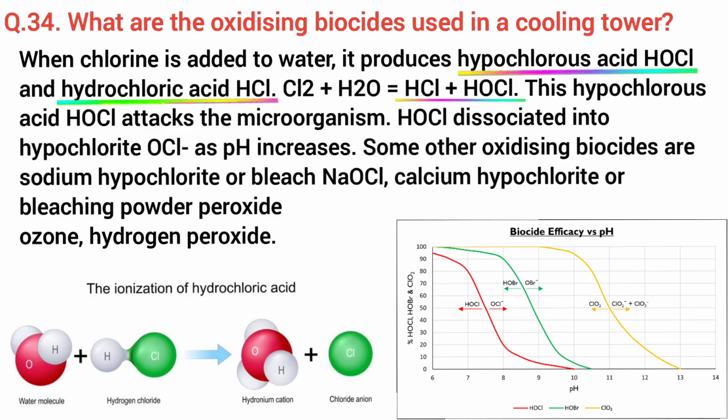HOCl dissociates into hypochlorite, OCl-, as pH increases. Some other oxidizing biocides are sodium hypochlorite or bleach, NaOCl, calcium hypochlorite or bleaching powder, CaOCl2, ozone, and hydrogen peroxide.